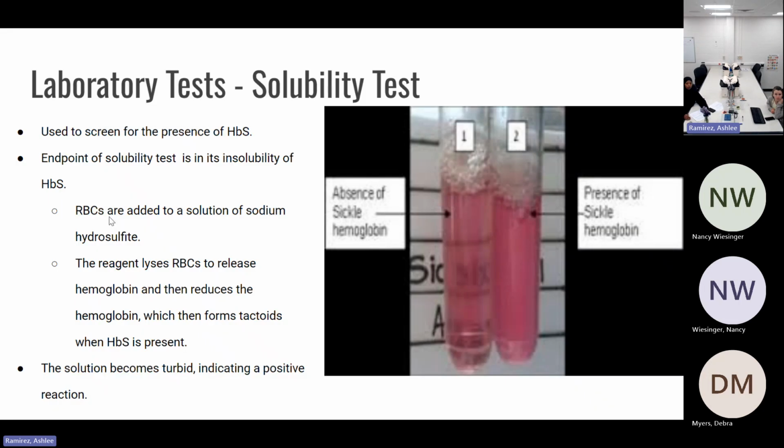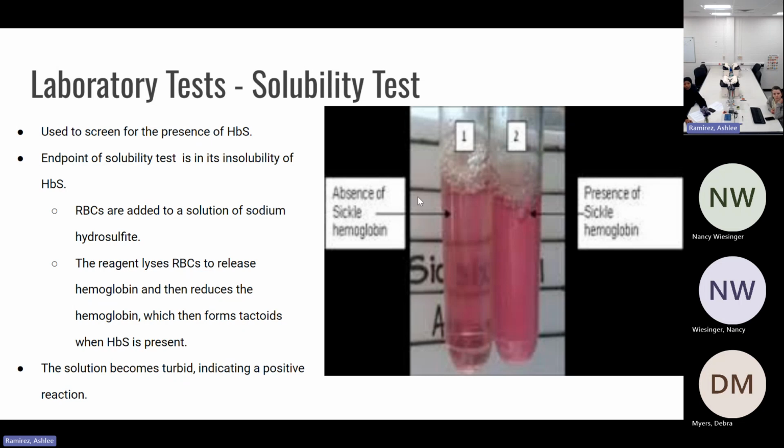And a version of this solubility test is still used today, and it's used as a screen for the presence of hemoglobin S, where the red cells are added to a sodium hydrosulfite solution, and an agent is used to lyse them, and it releases the hemoglobin. So if hemoglobin S is present, it forms these tactoids, and the solution becomes turbid. So the endpoint of the solubility test is actually the insolubility of hemoglobin S.